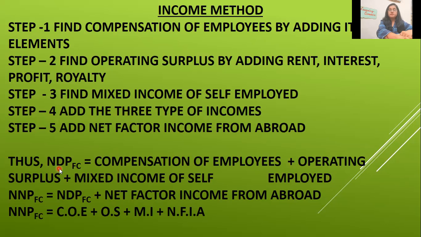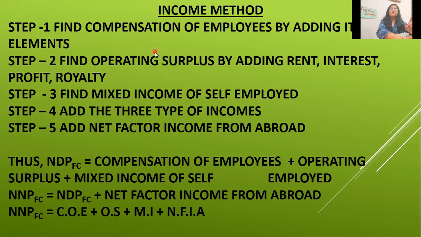And NDPFC is domestic income. And if we have to change it into national income, there is only one step, that is NDPFC plus net factor income from abroad. So if we have to calculate NDPFC, we have to add only three things. We don't have to deduct anything. We have to add compensation of employees, operating surplus, and mixed income. These three things, and we'll get NDPFC.